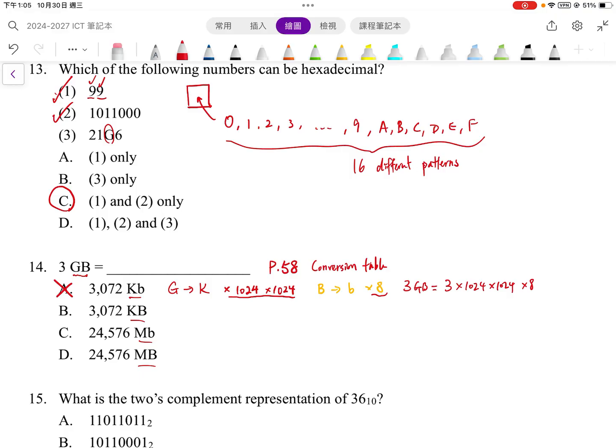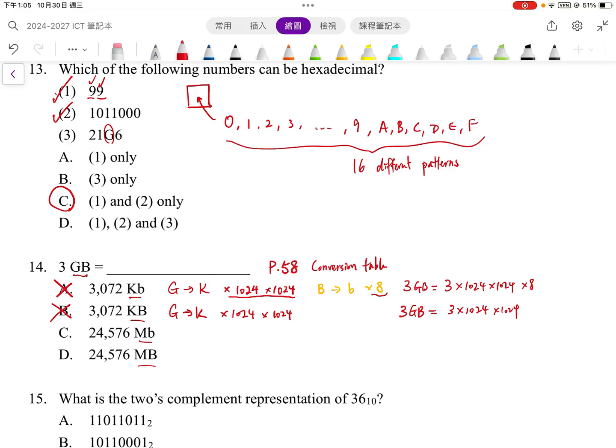We'll do similar things for B, C, and D. Gigabytes into kilobytes: G to K, but B remains the same. So the only thing you have to do is times 1024 and then times 1024 for 3 gigabytes. 3 gigabytes equals 3 times 1024 times 1024, and after you have checked the answer, this is also wrong.